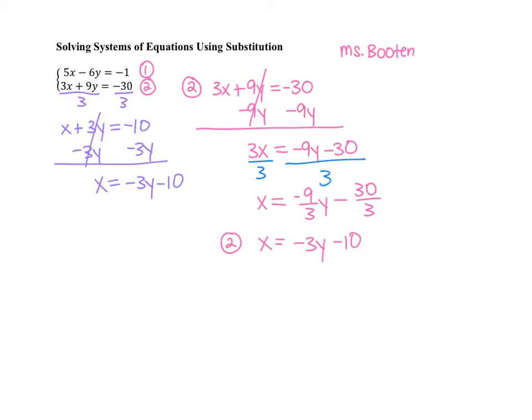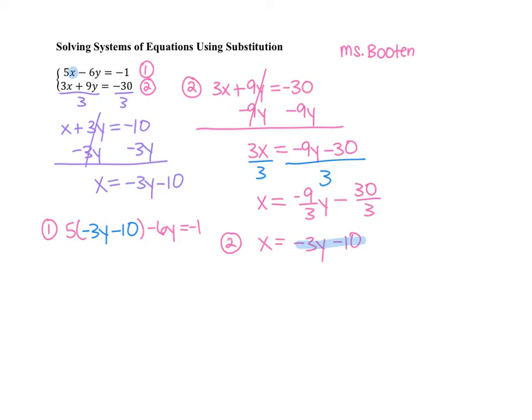Okay, now we can finish solving here. So now that I know that x is equal to negative 3y minus 10, I'm going to take that expression, since it's equal to x, and I'm going to substitute it in for x into the other equation, because I know that's what x is equal to. Okay, so I'm going to write equation number 2, or number 1. So 5, and then instead of x, I'm going to write that expression that x is equal to, which is negative 3y minus 10. Close my parenthesis, and then finish the rest of the equation. Minus 6y equals negative 1.